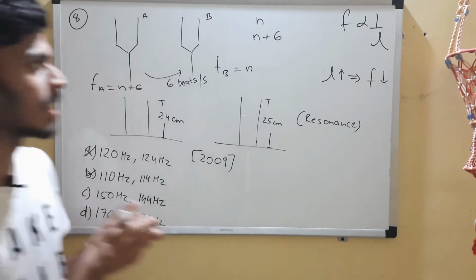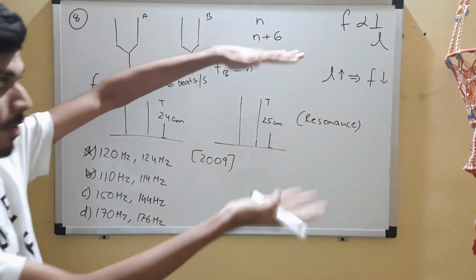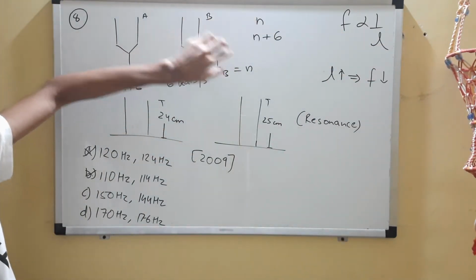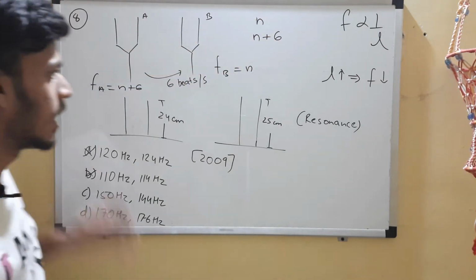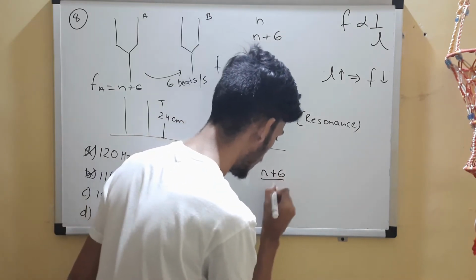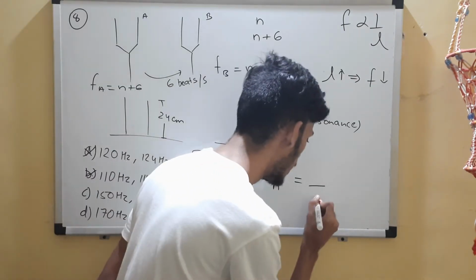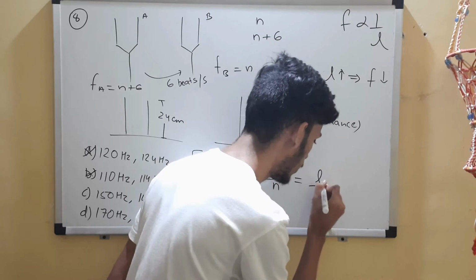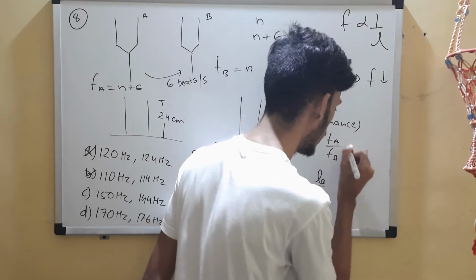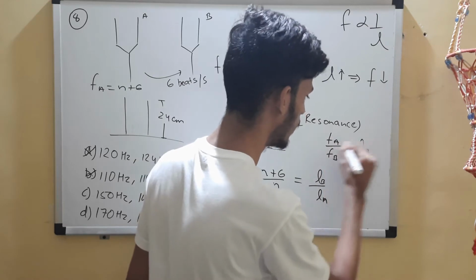I'll just repeat that. You can see frequency is inversely proportional to length. So larger length, 25 centimeters, bigger than 24, of course. So lesser frequency, and the lesser among these two is n. So n goes for B, and n plus 6 for A. So again, use that logic. I'll just take the ratio, frequency of A divided by frequency of B, equals length of B divided by length of A. Okay, inverse relation. You can see that inverse relation.